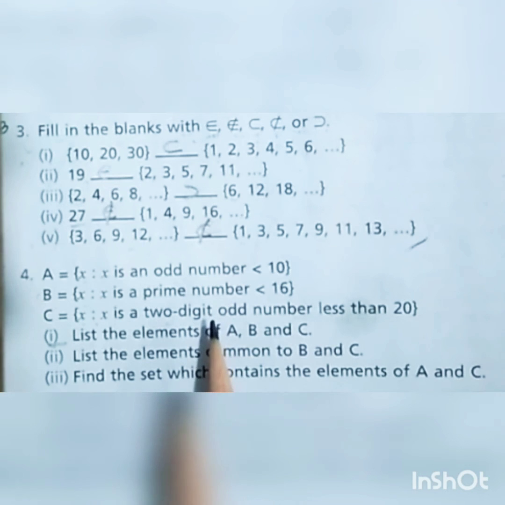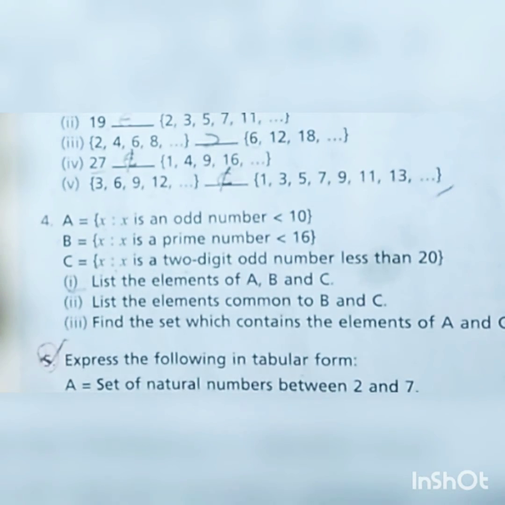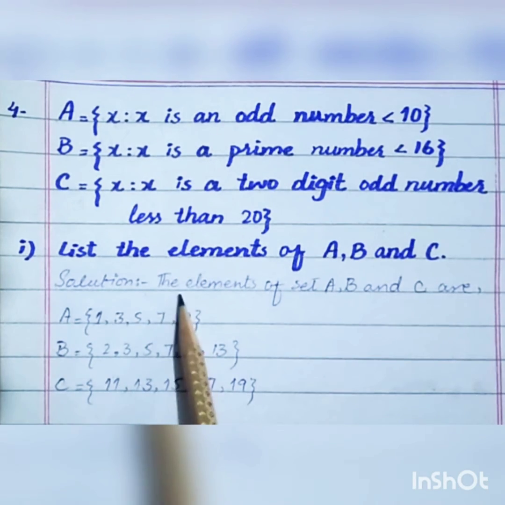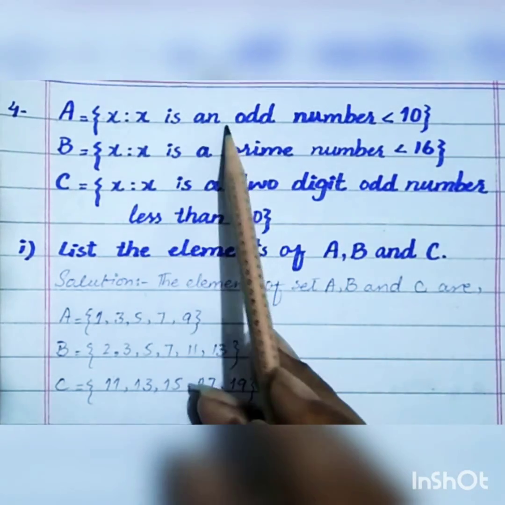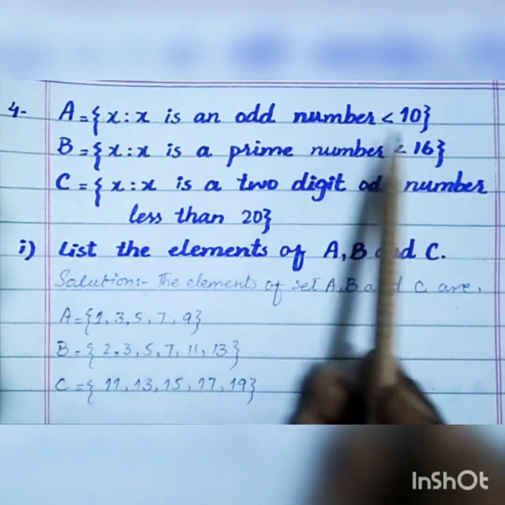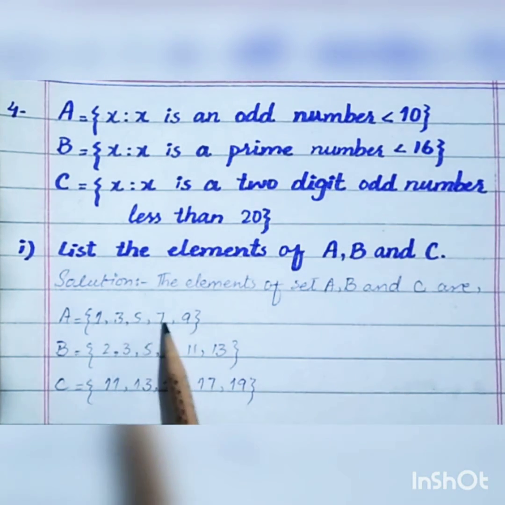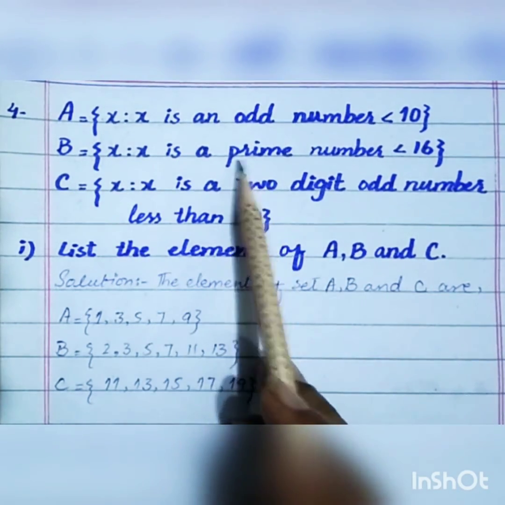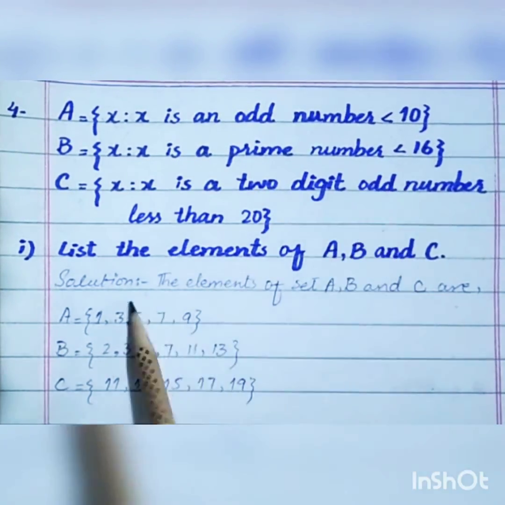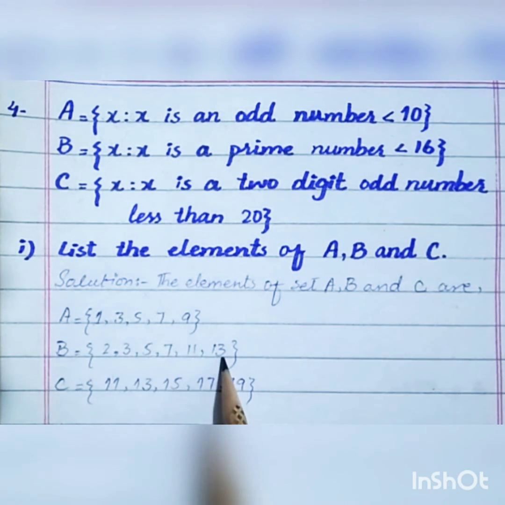We will make a list of these elements which are already represented in set builder form. We will write it in tabular form. So the solution is: the elements of sets A, B and C are, as we know that x is an odd number less than 10, odd numbers less than 10 are 1, 3, 5, 7 and 9. Similarly, in set B, the prime numbers less than 16 are 2, 3, 5, 7, 11 and 13.